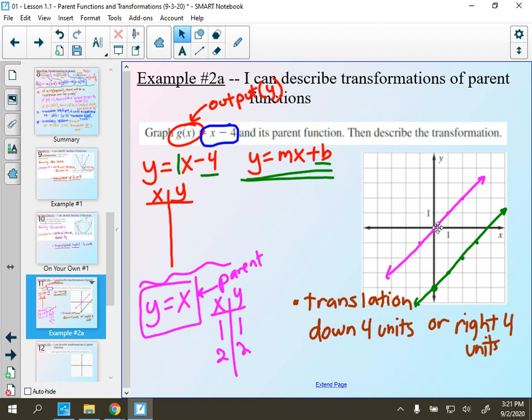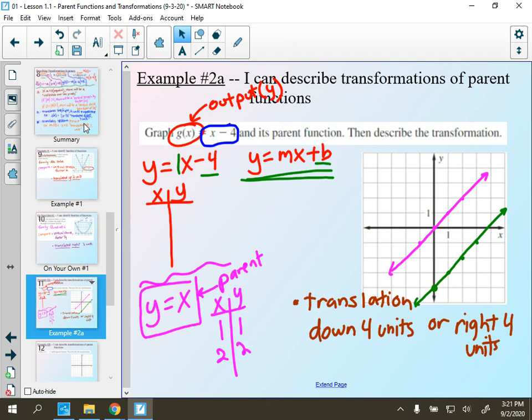Let's look at right 4. I'm basically taking this point that I'm hovering over and moving it 4 to the right. 1, 2, 3, 4. Holy cow. Either one would be acceptable. Don't say both, okay? I'll leave it up to you to decide. So it's one of those.